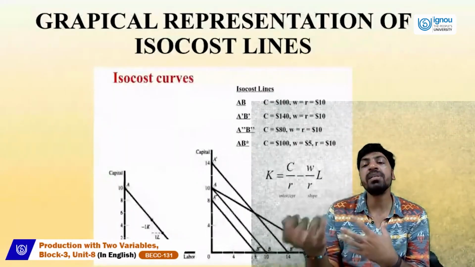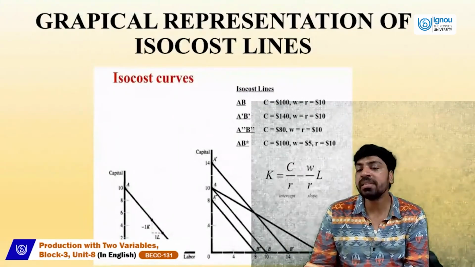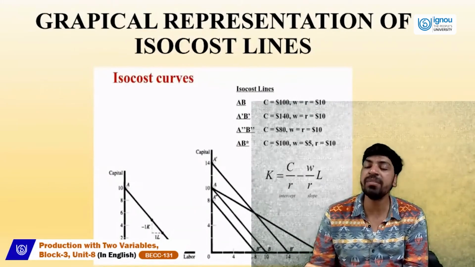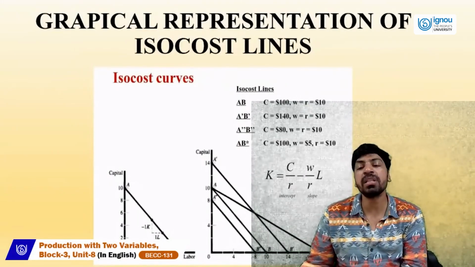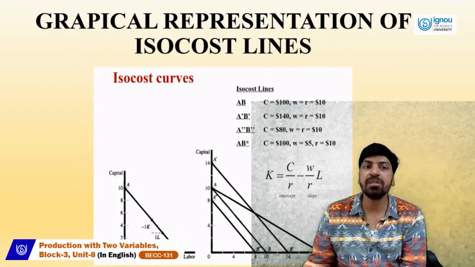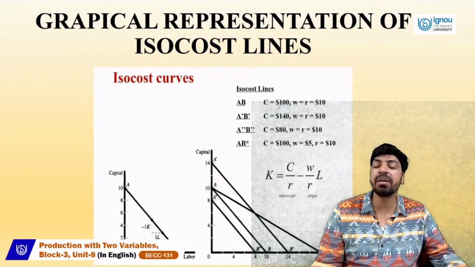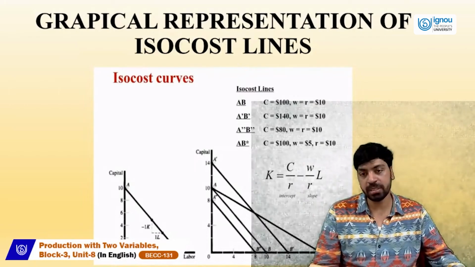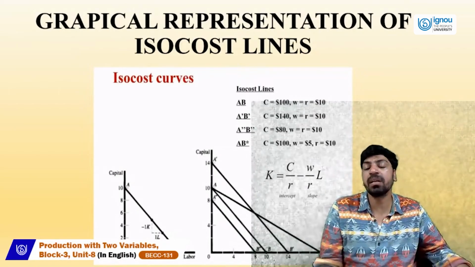If W is given, R is given, and L is also given, you can easily get the slope of the isocost line in respect of capital, and the intercept of the isocost line in respect of capital, that stands for K. So this is called the graphical representation of the isocost line having perfect or imperfect substitutes of two inputs. So if there are any changes, automatically it influences the curves.